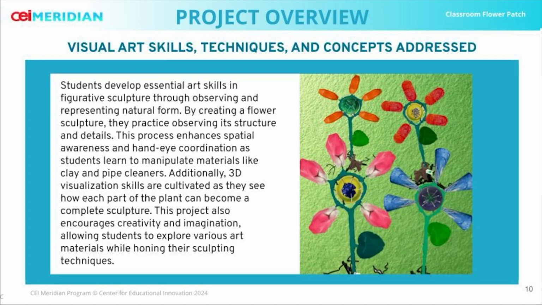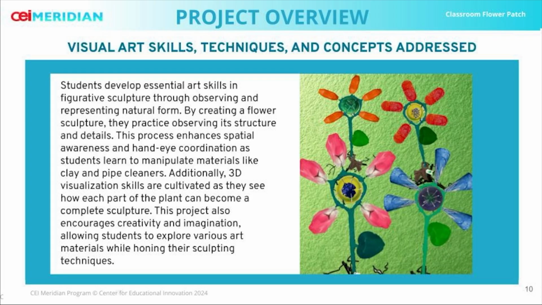This project addresses a wide range of visual art skills using a variety of household objects, gardening supplies, and traditional art materials to create a large-scale 3D figurative sculpture of a flower. During this project, students will develop essential art skills in figurative sculptures through observing and representing natural form. By creating a flower sculpture, they practice observing its structure and details.